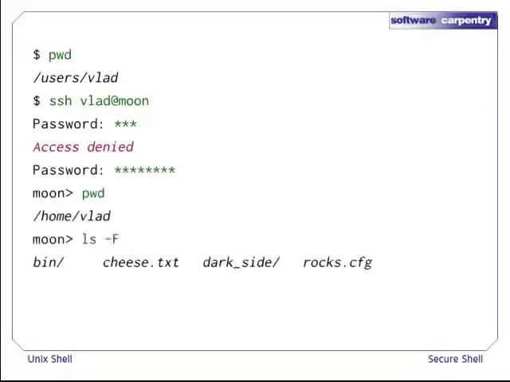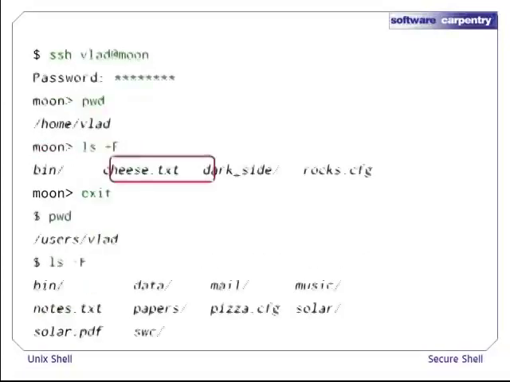After we log in to the remote computer, we can use the remote shell to use the remote computer's files and directories. When we type exit, we terminate the remote shell and return to our previous shell. Suppose there is a file that we want to transfer from the remote computer to our computer.